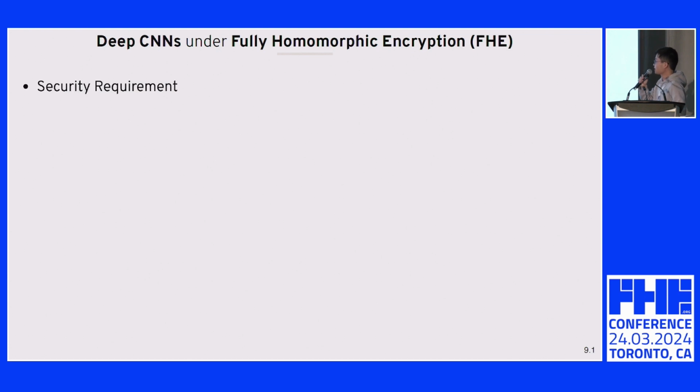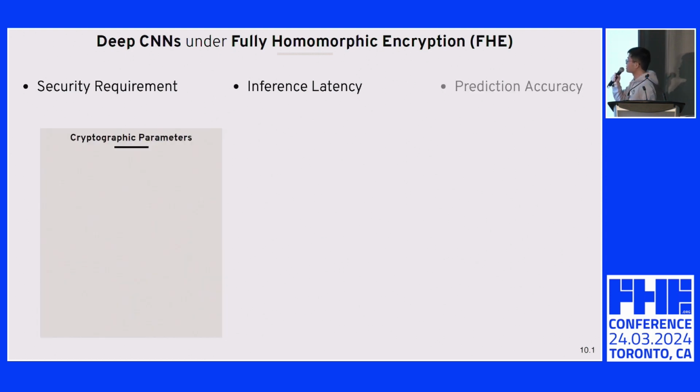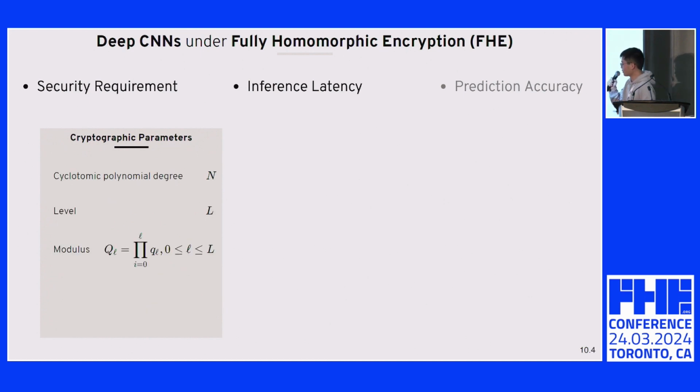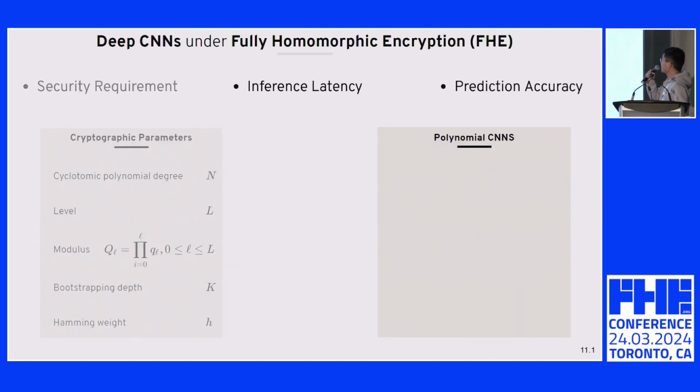When we design a deep convolutional neural network under fully homomorphic encryption, we should consider security requirements, inference latency, and prediction accuracy. The first two requirements, security and inference latency, are majorly determined by the cryptographic parameters like cyclotomic degree capital N, level, modulus, bootstrapping depth, and Hamming weight. And the latency and the prediction accuracy are majorly determined by the architecture of our convolutional neural networks.